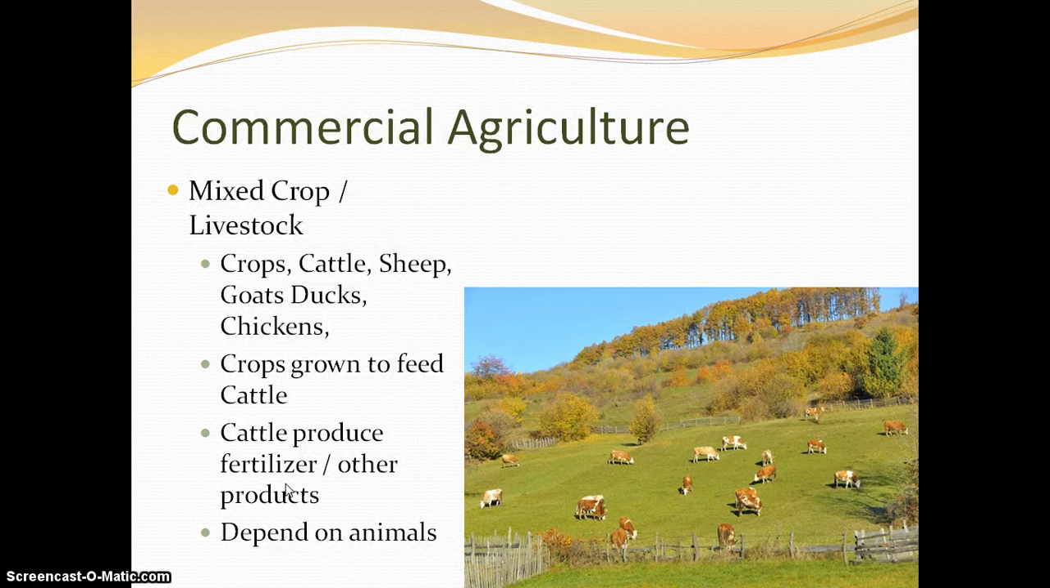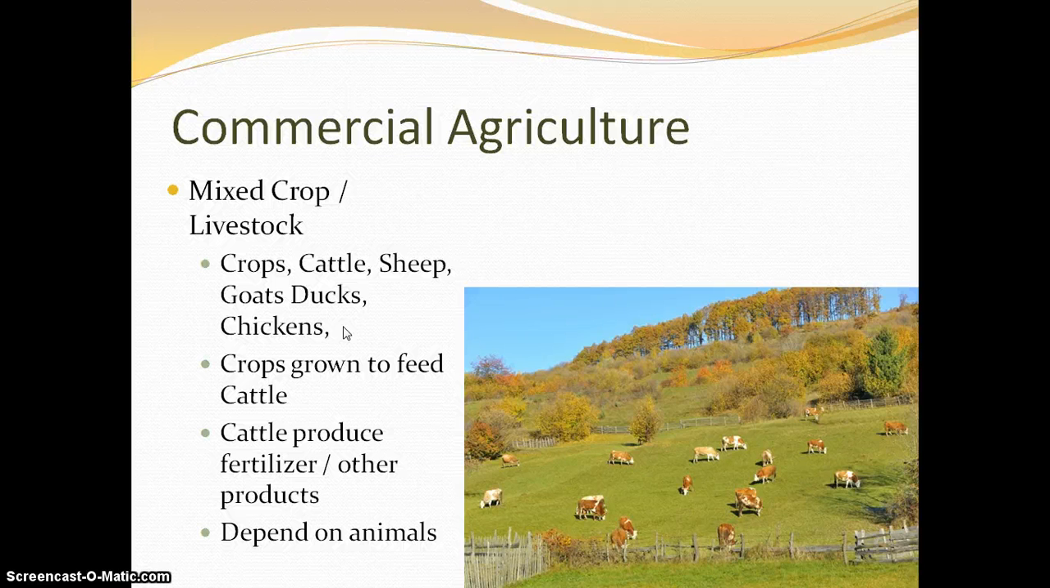On the mixed crop and livestock farm, you have the different crops available, and that's going to depend on where the farm is located. But typically you're going to find things like wheat and corn. You might have some gourd-type plants like squashes. But then you're also going to have some animals, whether it be cows or cattle, sheep, goats, ducks, and chickens. I guess there should be a comma between goats and ducks, and I should have deleted the comma after chickens. I apologize for those grammatical errors.